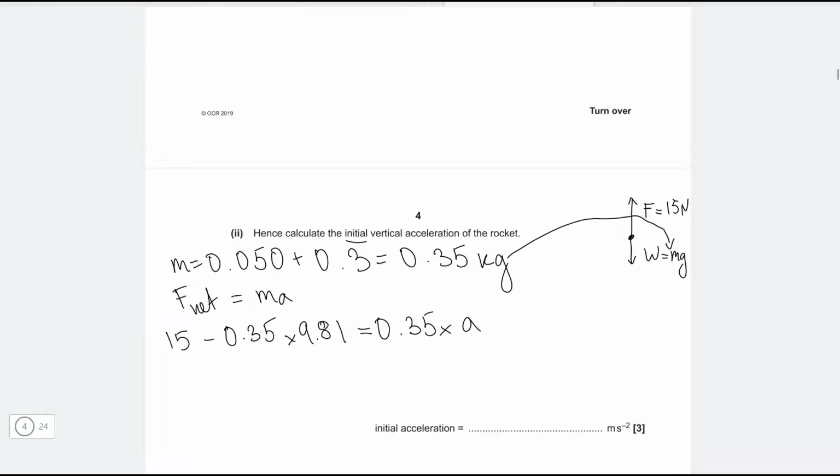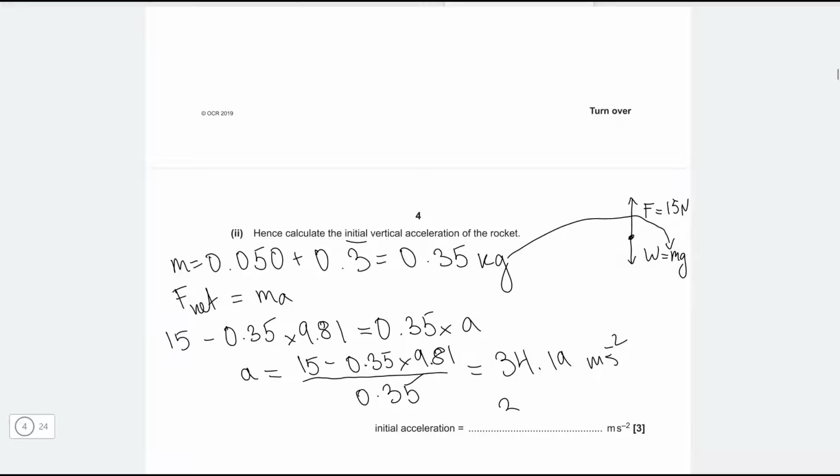Okay, well, let's just rearrange for the acceleration, and I quite like rearranging first and only then putting values into the calculator. So A will be 15, take away 0.35 times 9.81. We're going to divide that by 0.35, and putting that into a calculator, we are going to get 34.19 meters per second squared. Let's leave that up to 2 sig figs as 34 meters per second squared.